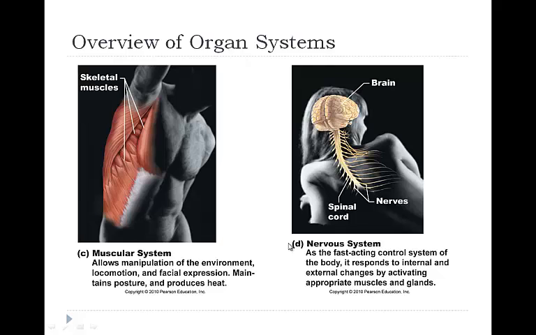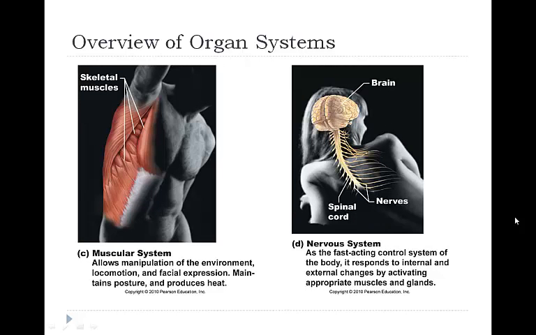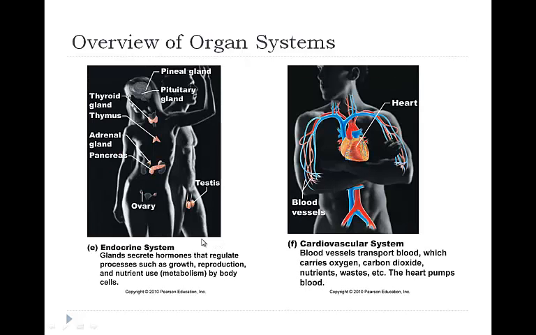And your nervous system. Your nervous system is going to be a fast-acting control system, and it's going to help your body respond to external stimuli. Your nervous system and your endocrine system, so here's our nervous system, your brain and your spinal cord, and your endocrine system, these guys are going to work together to regulate all other organ systems. So they're going to work together to keep those guys working properly and working well together.